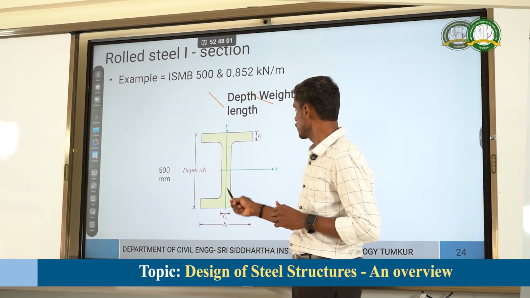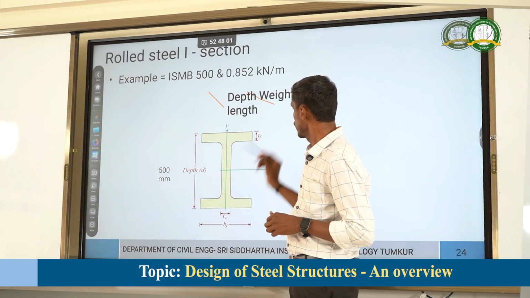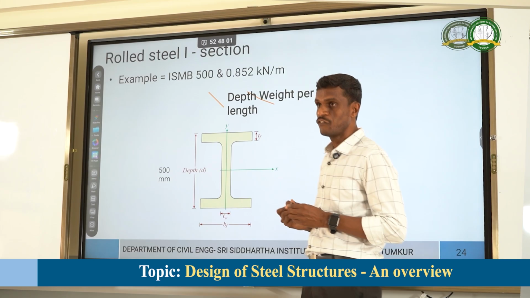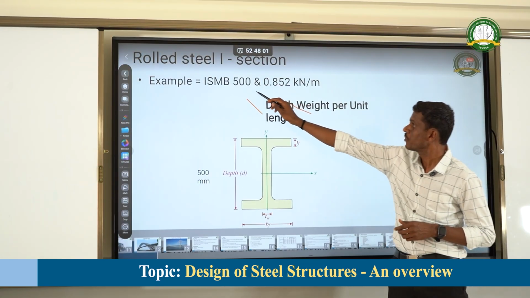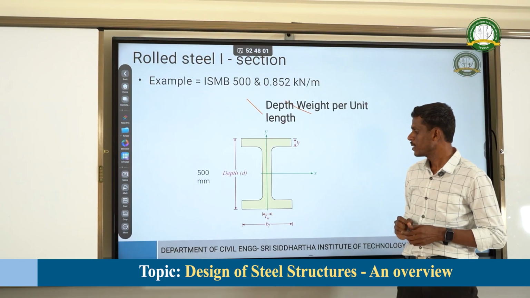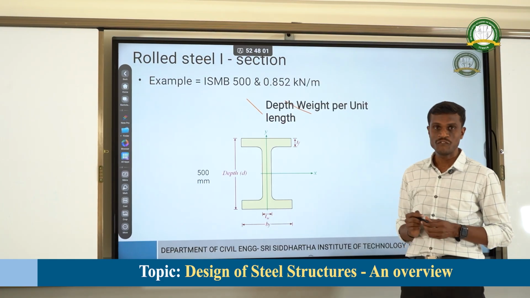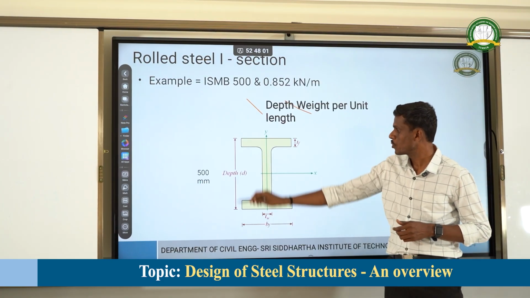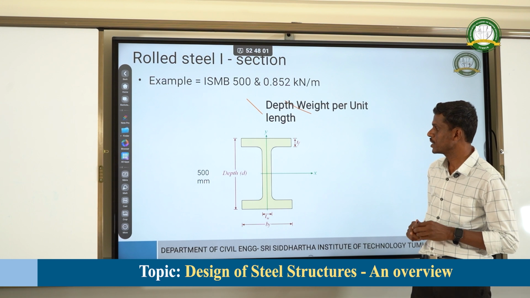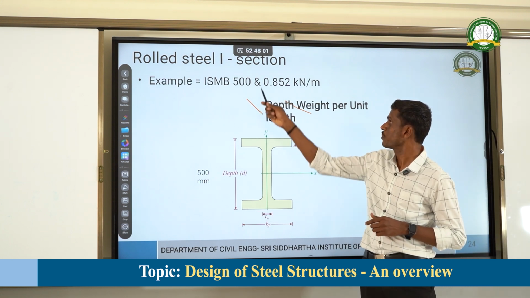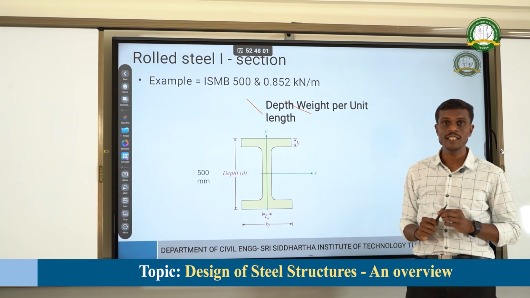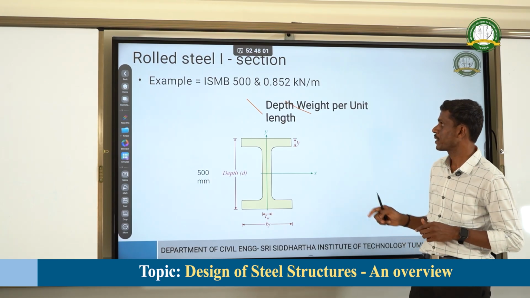So, this is the front view of the I section. Here you can see the thickness of the flange, and here we can see the overall depth. So 500 means this is the overall depth, and this is the breadth of the flange. The overall depth is going to be considered, which is small d. So here ISMB 500 means this depth is going to be considered. The unit weight of the steel is 0.852 kilonewton per meter.